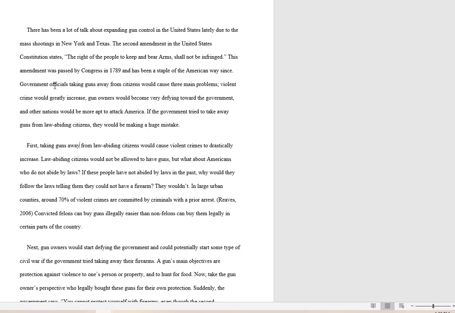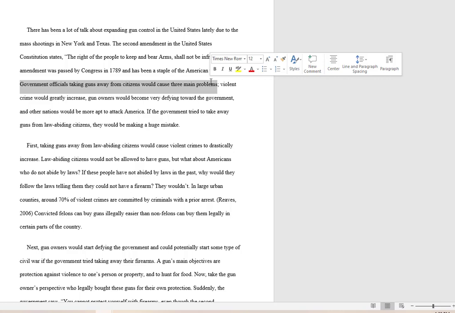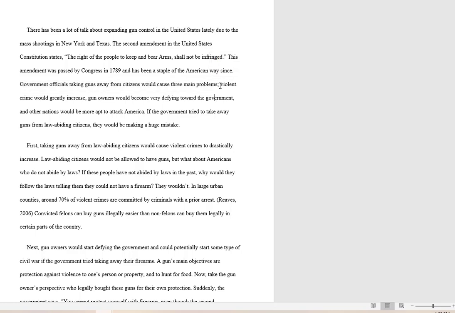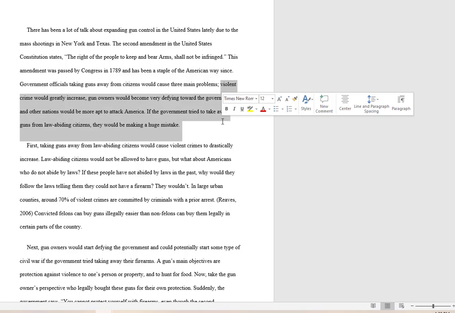In other words, if government officials take guns away from citizens, that would be the topic, and would cause three main problems, that's the opinion. So here you have the topic. This is his thesis statement, by the way. He has his thesis statement as the last sentence of the first paragraph, which is what he is supposed to do. So he has an effective thesis statement because the first part expresses the topic, in other words, what the topic is about. Then the second half of his thesis statement talks about why.